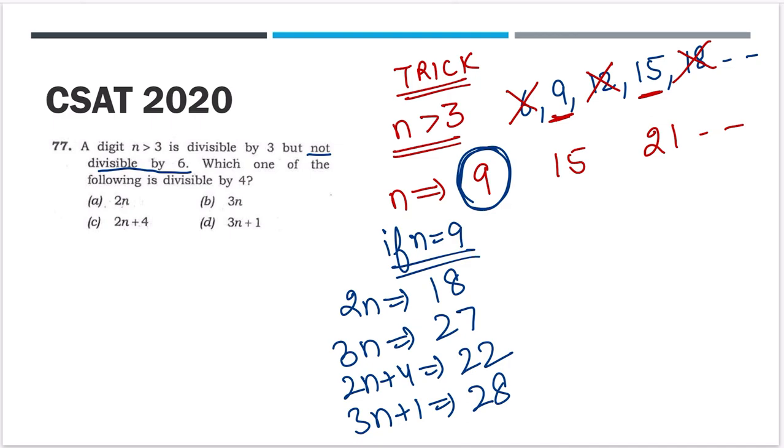Is 18 divisible by 4? No. Is 27 divisible by 4? No. 22? No. 28 is the only one which is divisible by 4. So that is why you will get the answer as 3n plus 1. I hope this is clear.